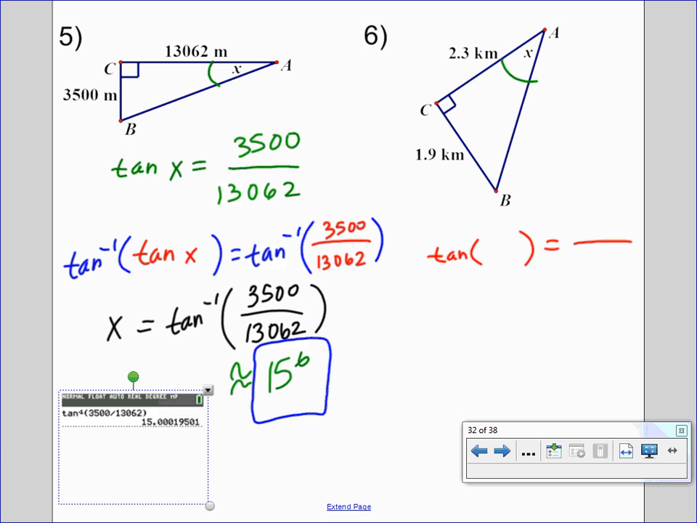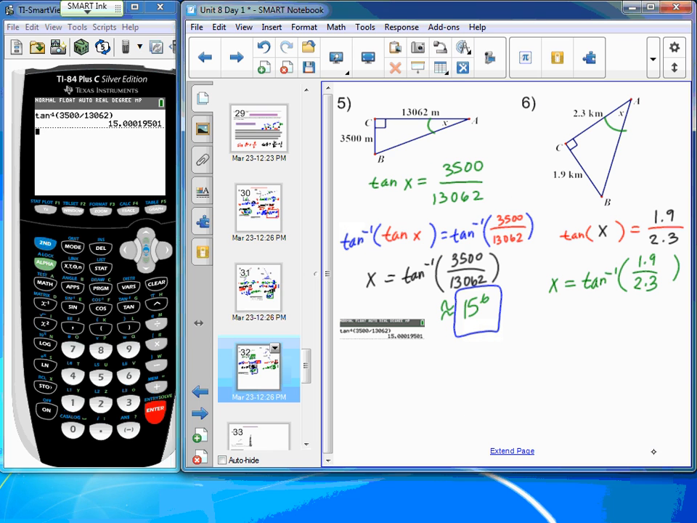In this case, my angle is x, my unknown. My fraction is opposite over adjacent. Tangent is opposite over adjacent. Opposite is 1.9, and adjacent is 2.3. And I can again solve by taking the inverse tangent. So if tangent of x equals blah, then x is given by the inverse tangent of blah. In this case, blah was 1.9 over 2.3. Don't know what that is, so we'll go to the calculator.